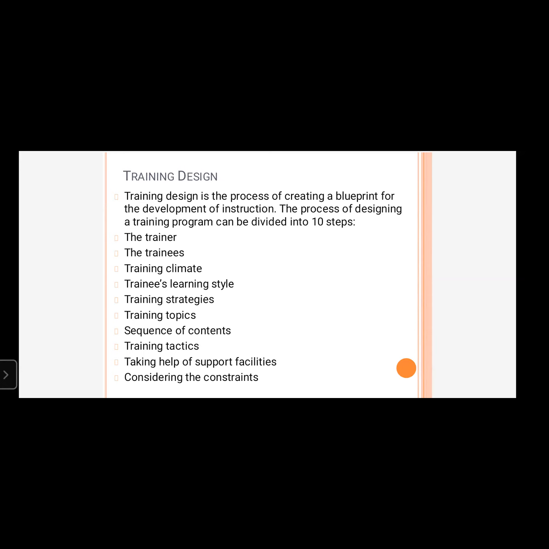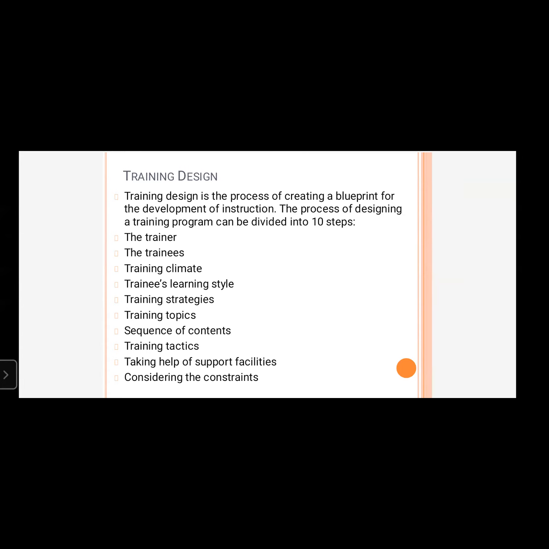Next one, training tactics. So training tactics means how the training is to be provided to the trainees. What type of strategy will be used by the trainer to provide training? Whether he will be using classroom method of training or other method of training, or he will be using a combination of various methods of training, that is included in training tactics.